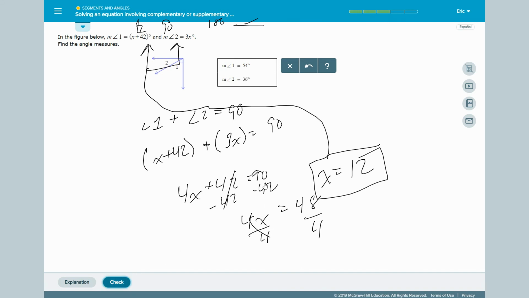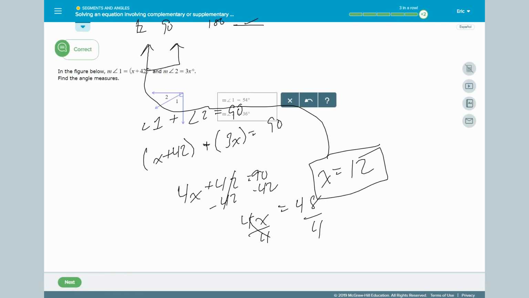Assuming I did my math right, that should be it for a problem like this. Again, if you understand that complementary is equal to 90, supplementary is equal to 180, and you know how to set up your equations, these problems won't give you any problem at all.